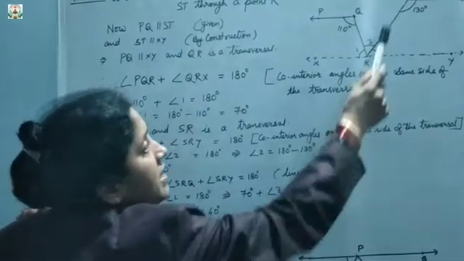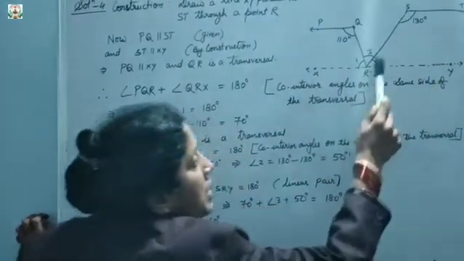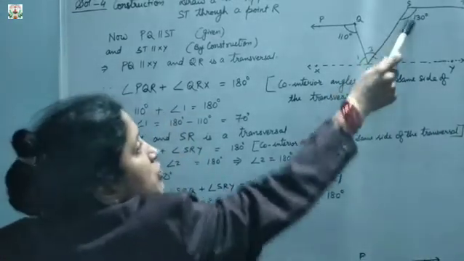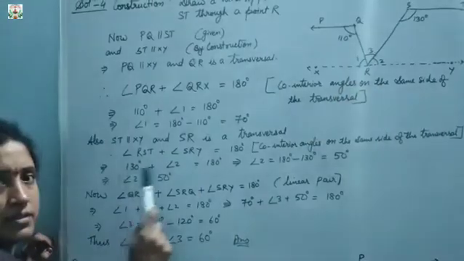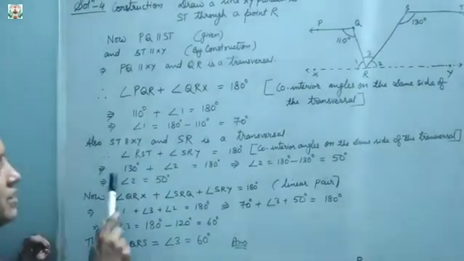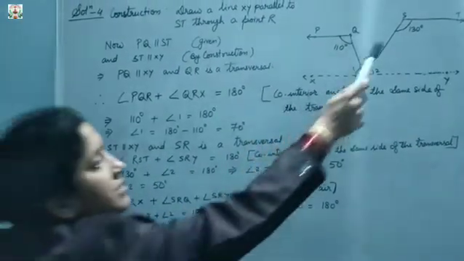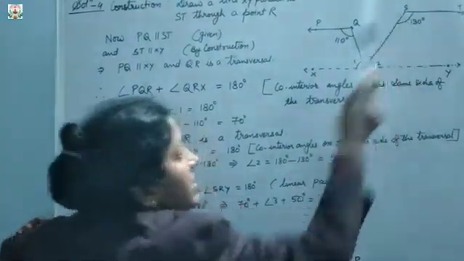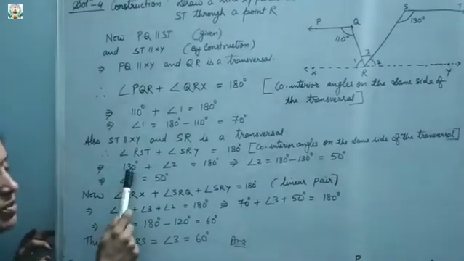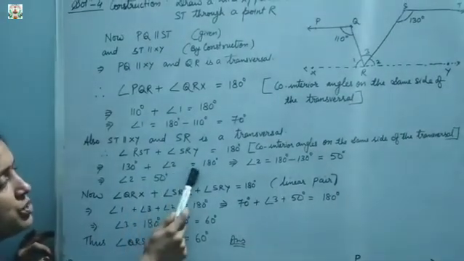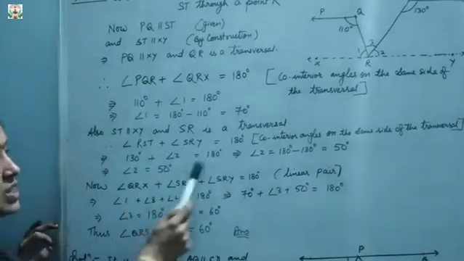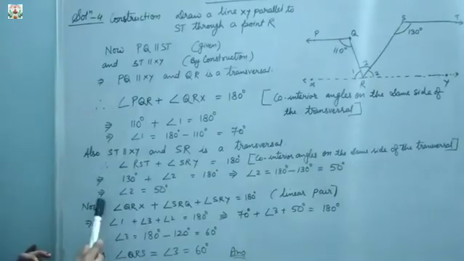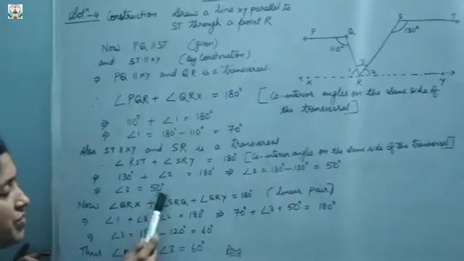That is RST, this angle, plus SRY, this angle. These two make co-interior angles, and their sum will be 180 degrees. So as RST is given as 130, we put the value: 130 plus angle 2 equals 180 degrees. Now by transposing we get angle 2 equals 180 minus 130 equals 50 degrees. So angle 2 equals 50 degrees.